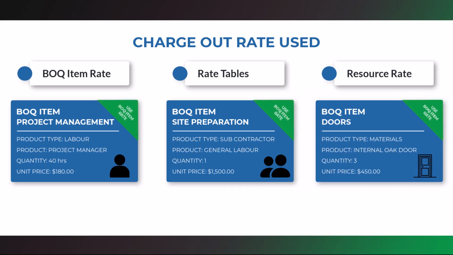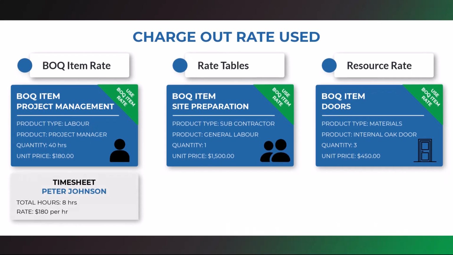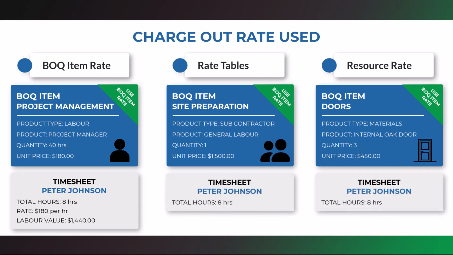First, let's assume we have selected the BOQ item rate in the Charge Out Rate Used field. In each of these items, you can see the unit price, but only the project management was quoted as labor. If the project manager submits an 8-hour timesheet, the actual labor value is accurately calculated as the unit price of $180 times 8. This means the actual labor value of the timesheet is $1,440.